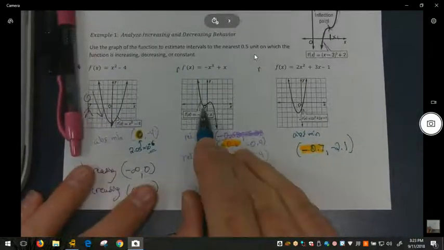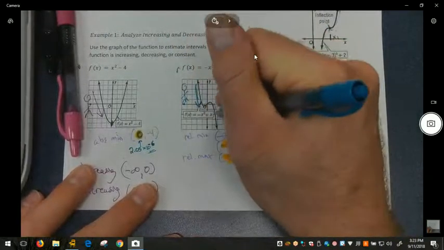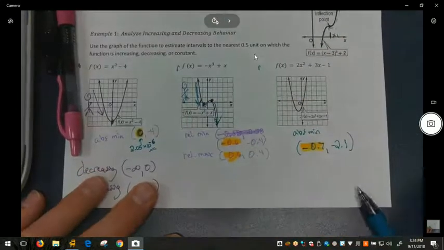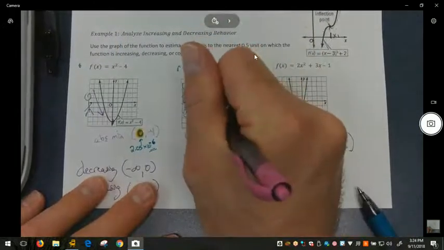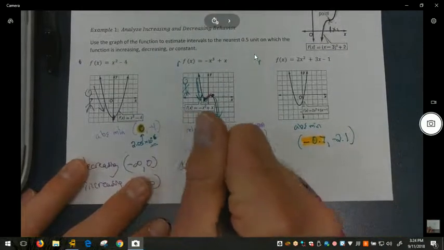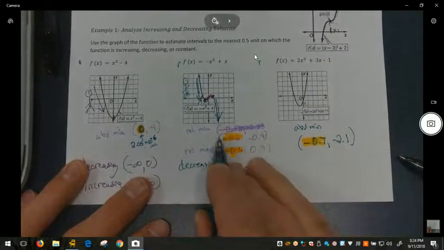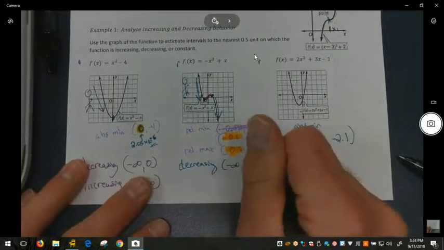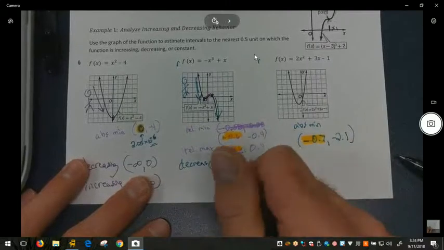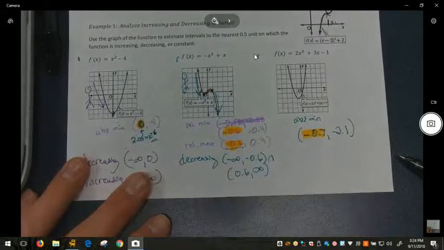For the next problem, I have a relative minimum and a relative maximum. From left to right, this function tends to be going downhill, but that's only to this relative minimum and from this relative maximum. In this little section right here, it's actually increasing. So let's do the decreasing sections first. Decreasing all the way as far off the graph as I can see, negative infinity up to this relative minimum, which has an x-coordinate of negative 0.6. And it's also decreasing from this relative maximum of 0.6 all the way to positive infinity.